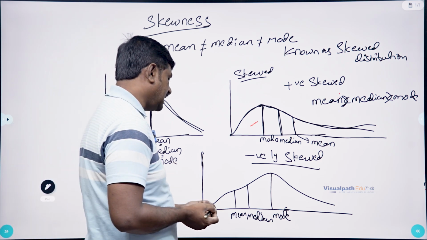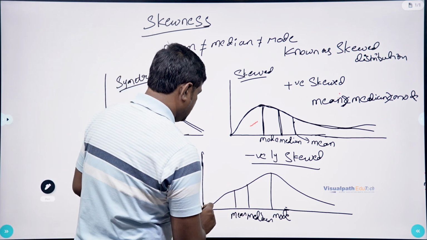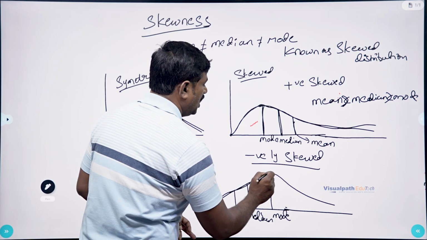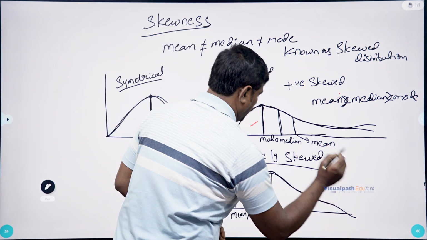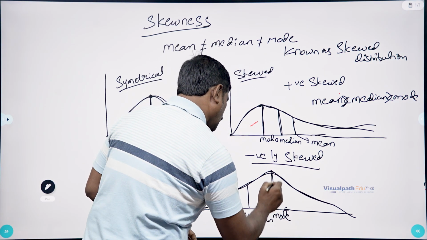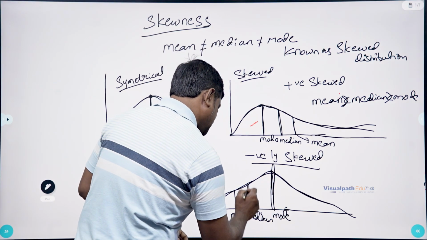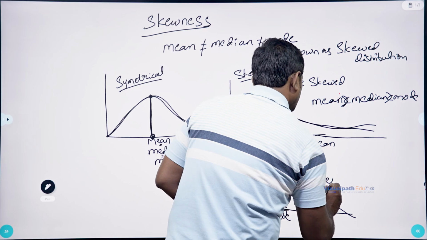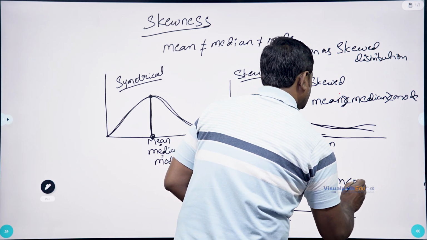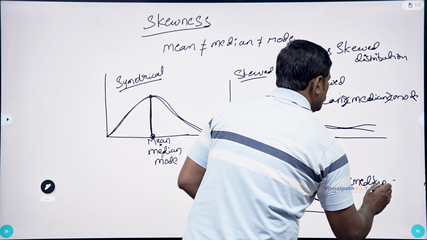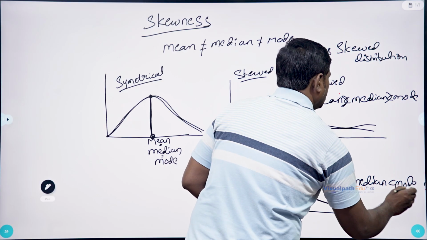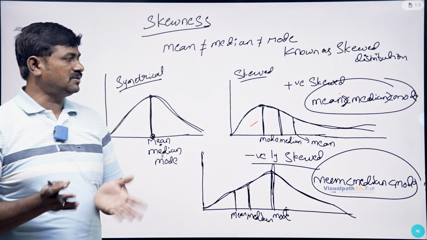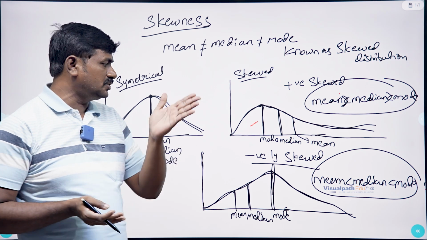Coming to the negatively skewed distribution, it starts from here and the distribution goes like this, takes its upper limit, and goes down. This upper limit is called the mode value, in between is the median, and this is the mean. Here the mean will be less than the median and less than the mode. In these two cases, none are equal: the mean does not equal the median, which does not equal the mode.